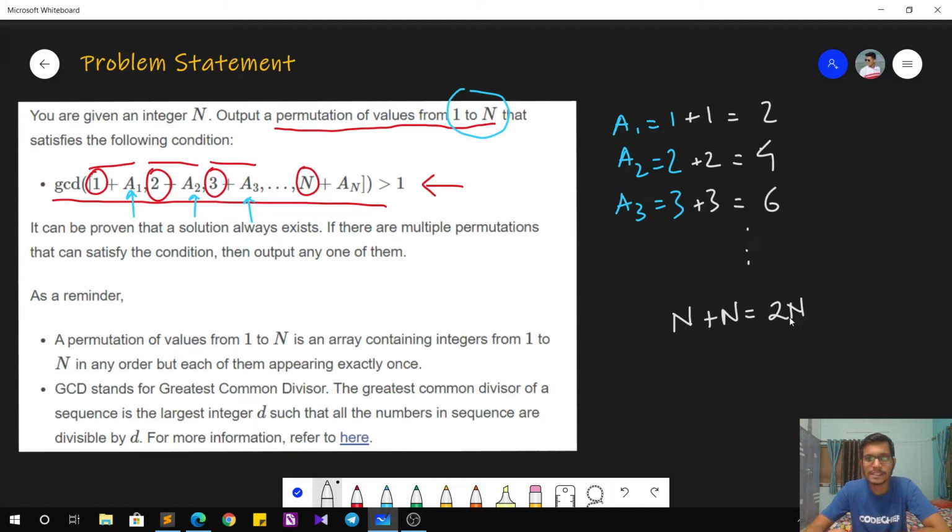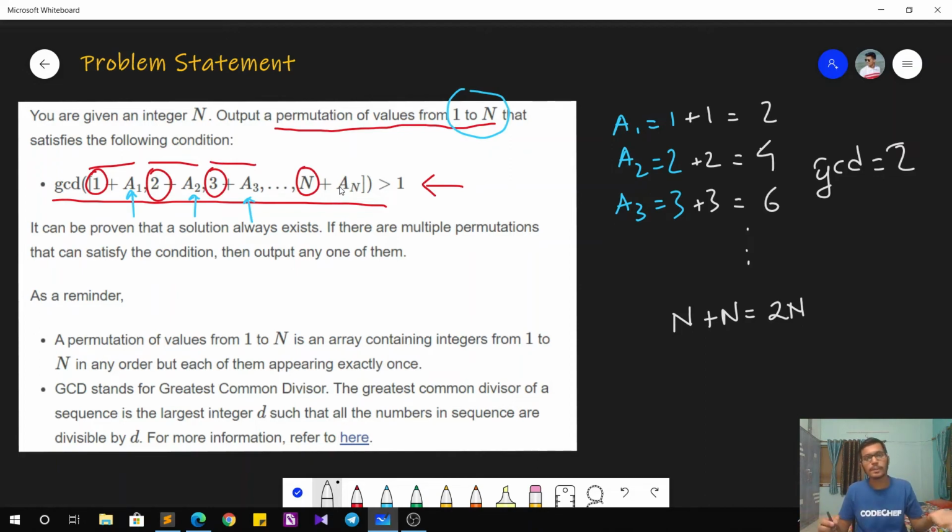And if we take their GCD, what is the GCD? By definition, GCD is the greatest common divisor d such that all the numbers are divisible by d. As you can see, all of these numbers are even starting from 2, so definitely their GCD is going to be 2. So the GCD of 1 plus 1, 2 plus 2, 3 plus 3, and so on is 2. So it satisfies our condition, that the GCD is greater than 1.